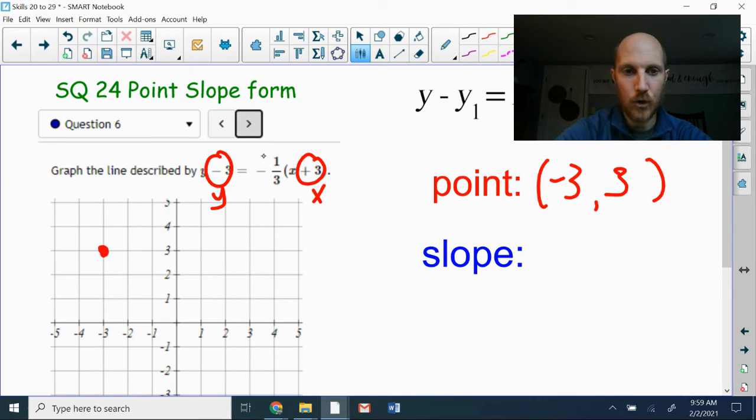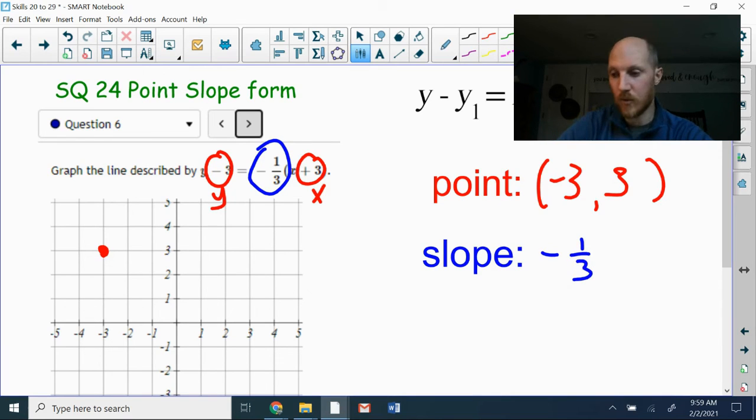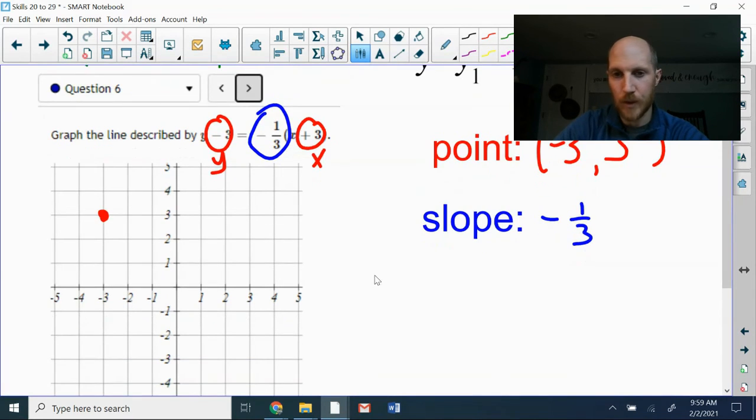And then the slope is between the equal sign and the parentheses, negative 1/3. So that is what I will count as my rise and run to get the next point on the graph. Starting from the red dot, I'm going to go down because it says negative. I'm going to go down 1 space, and then to the right 3 spaces. There's my next point. I could repeat that process.